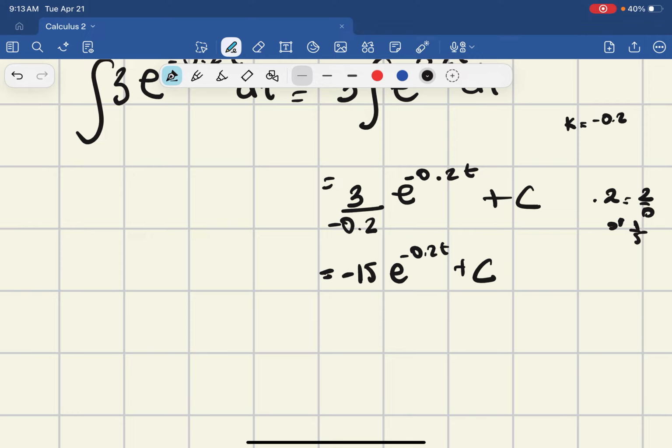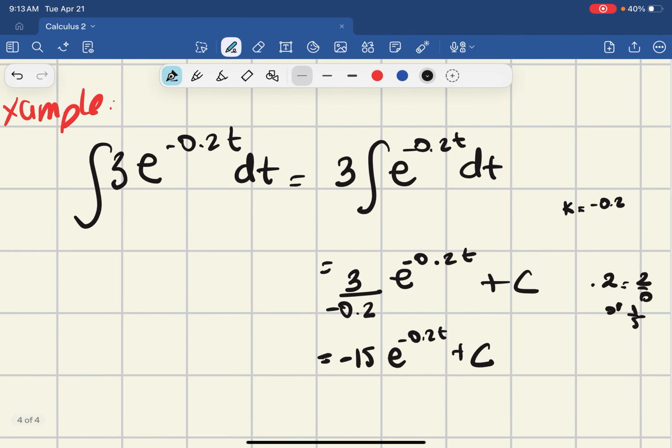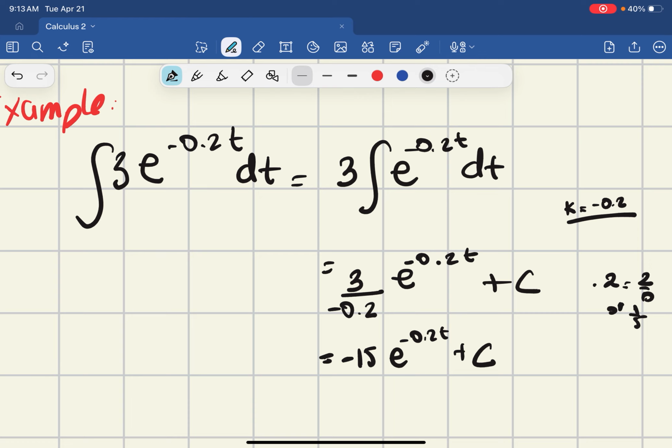Okay. So we have k is equal to negative 0.2, right? This is what I identify as my k right there. And so I divide everything by negative 0.2, which is the same as multiplying by negative 5, okay?